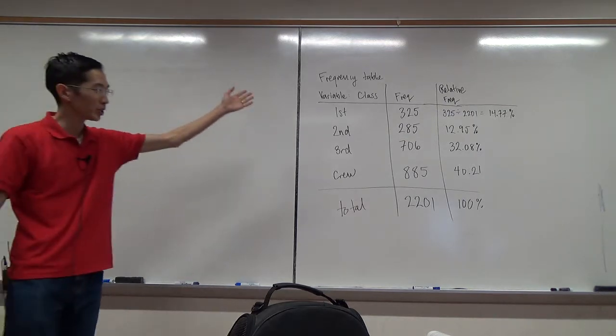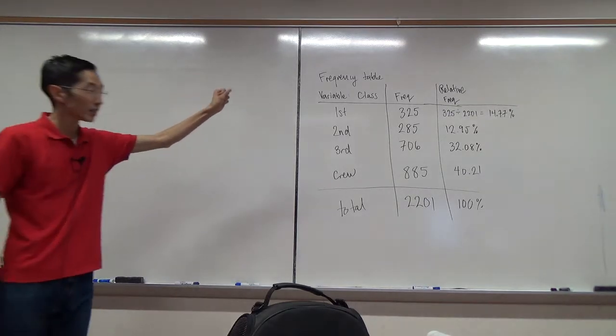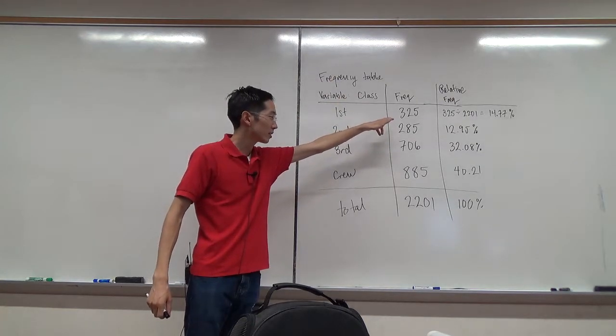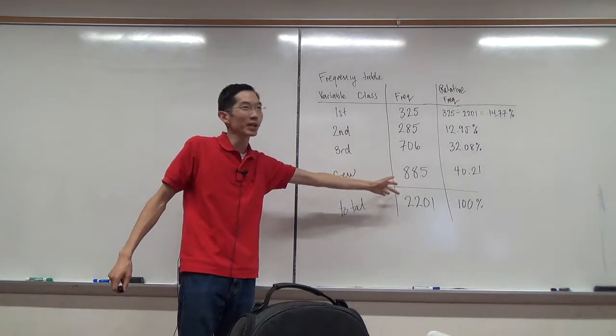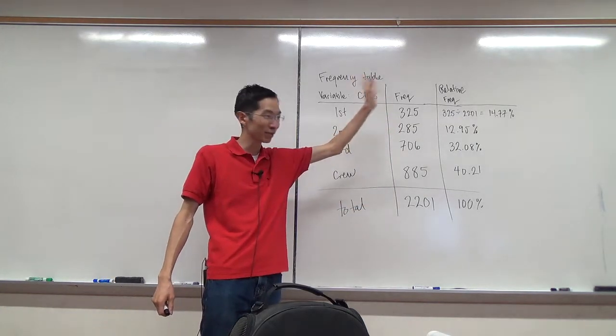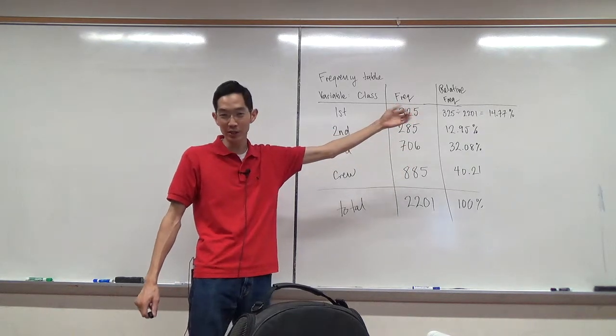Alright, this should be rather straightforward and easy, okay? The key here, though, is don't be misled by the numbers, okay? So we have frequencies and we have relative frequencies, and we keep track of them with counts or percentages.